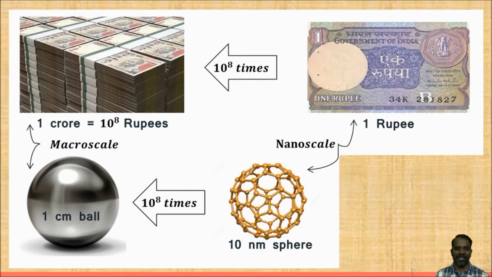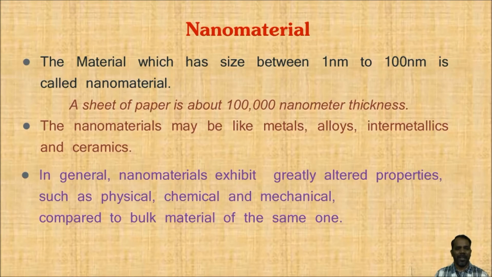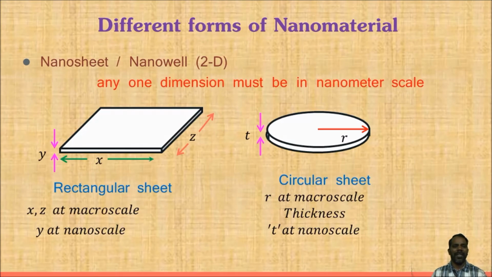nano scales. So nanomaterials may be metals, alloys, intermetallics and ceramics. In general, nanomaterials exhibit greatly altered physical, chemical and mechanical properties compared to the bulk of the same materials. So now we will take the different forms of nanomaterials.